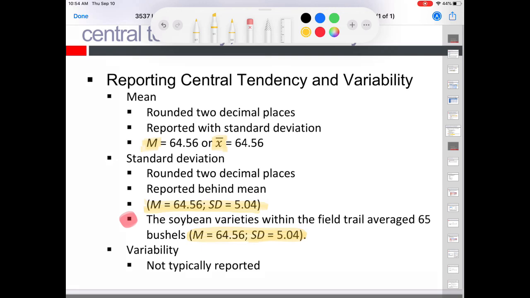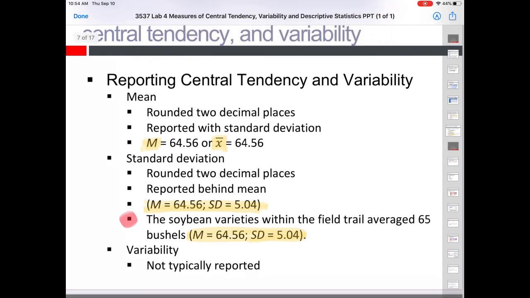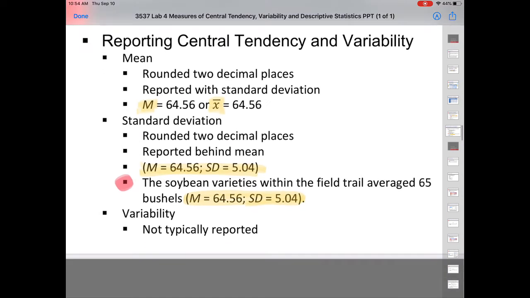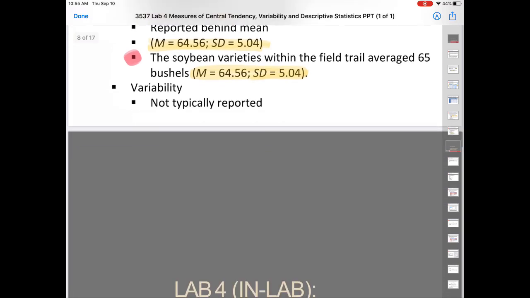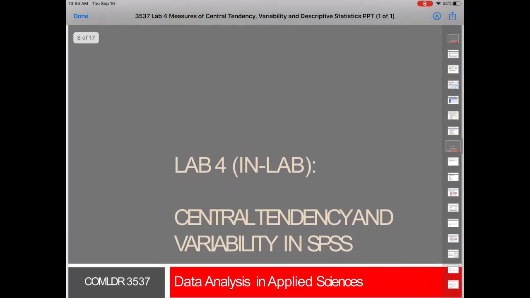Our variability is typically not reported, so you are not going to have to worry about reporting variability in lab. And that is the end of the lab video.